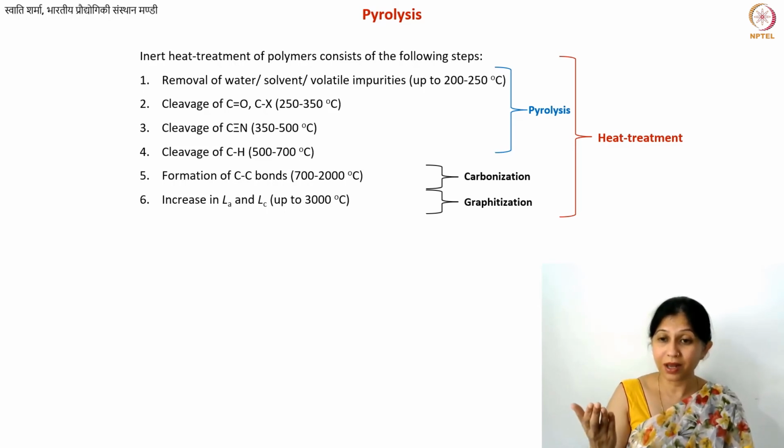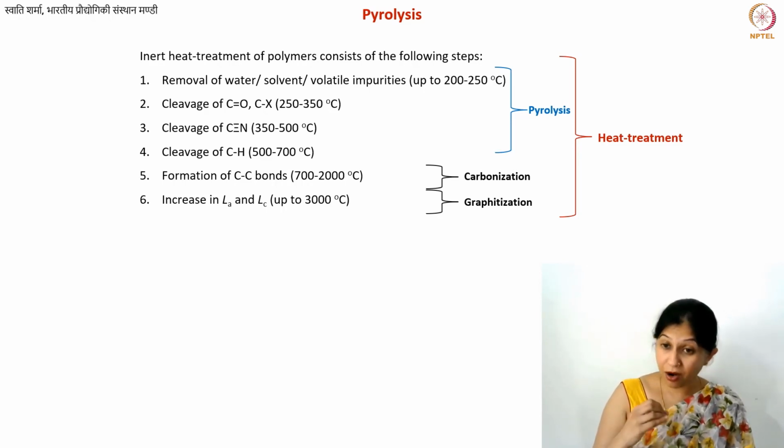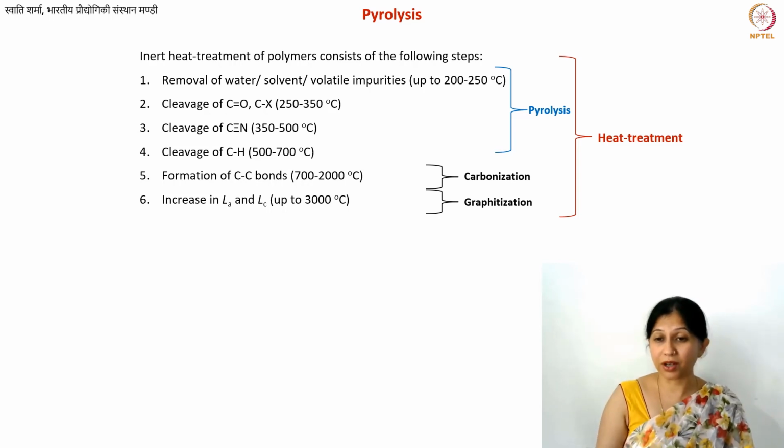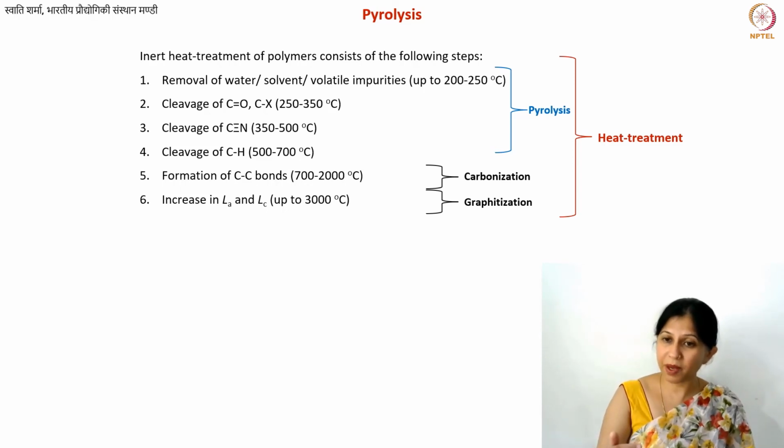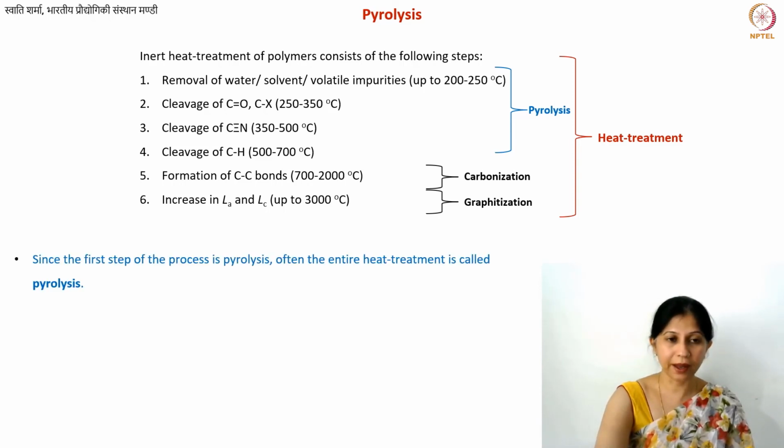So you can say that the polymer was converted into carbon via pyrolysis. Or when you convert something into graphite, in order to show that you actually went all the way to 3000 degrees, you will just say that I have graphitized a carbon. So sometimes people will use one of these 3 terms, but you can always use the term heat treatment altogether. Since the first step is pyrolysis, and also a larger portion of it is pyrolysis, people often end up calling it pyrolysis.